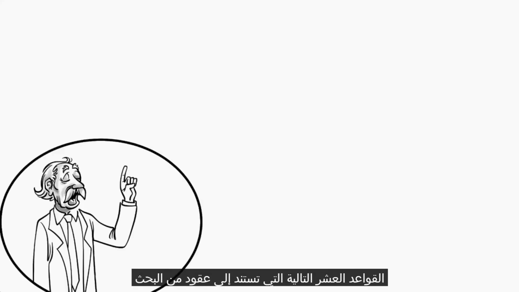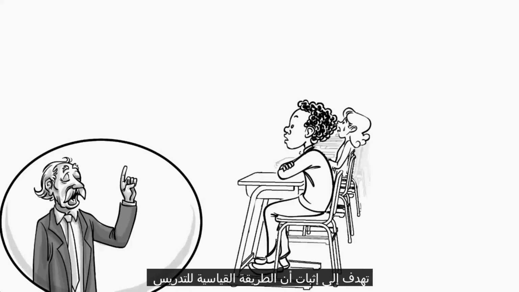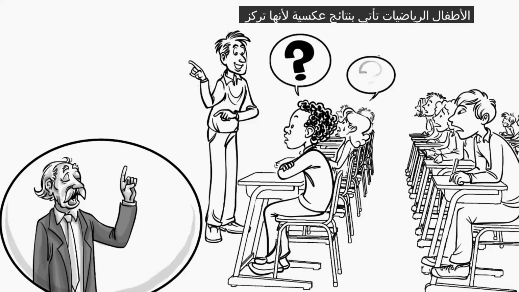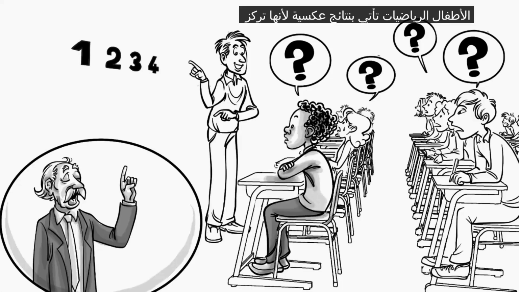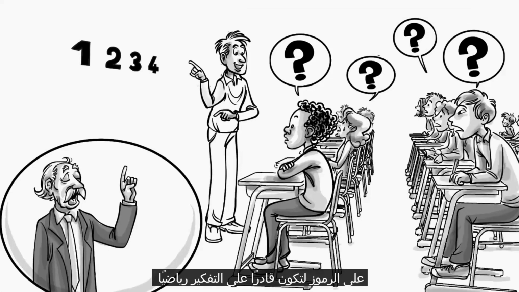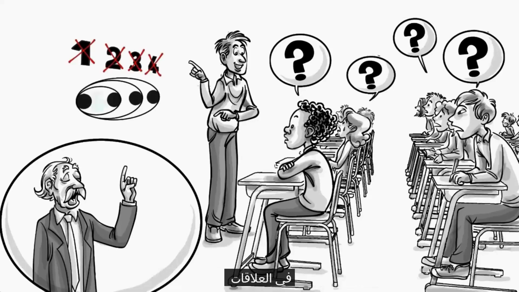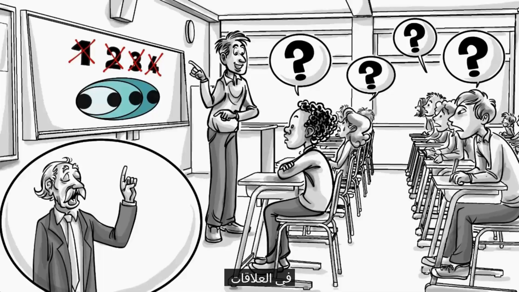The following 10 rules, which are based on decades of research, aim to demonstrate that the standard way to teach children math is counterproductive because it focuses on symbols. To be able to think mathematically, however, means not to think in symbols, but to learn to think in relationships.